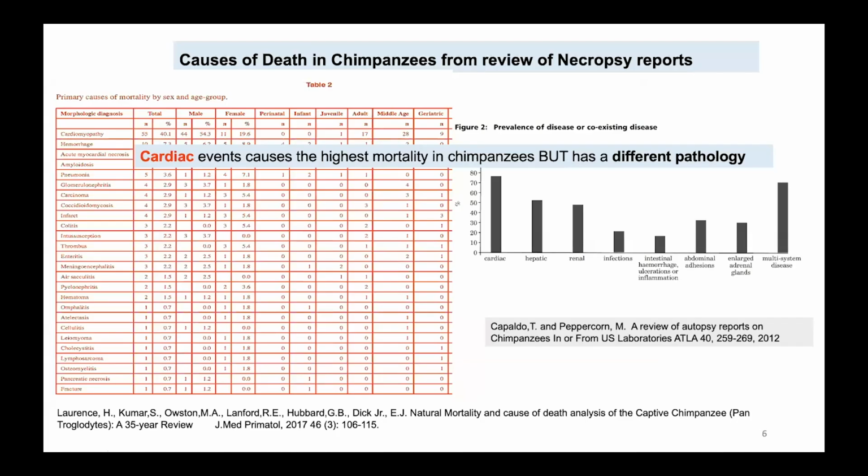The causes of death in chimpanzees, though, are a little different, as you can see here. It's a whole list that is hard for you to see, but in an autopsy review of about 35 years of data, they showed that it's cardiac events that cause the highest mortality in chimpanzees, but these cardiac events have a different pathology. It's not coronary thrombosis that happens in humans, it's interstitial fibrosis in chimpanzees.